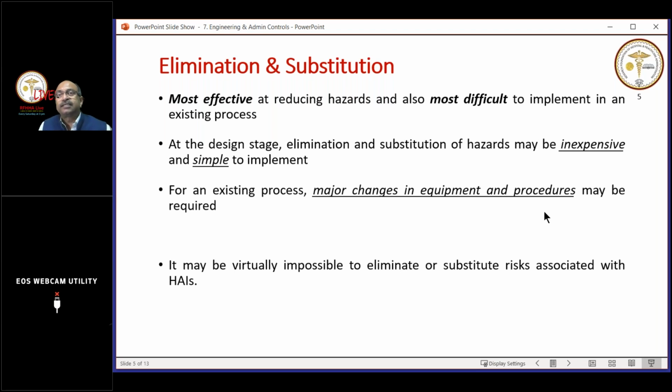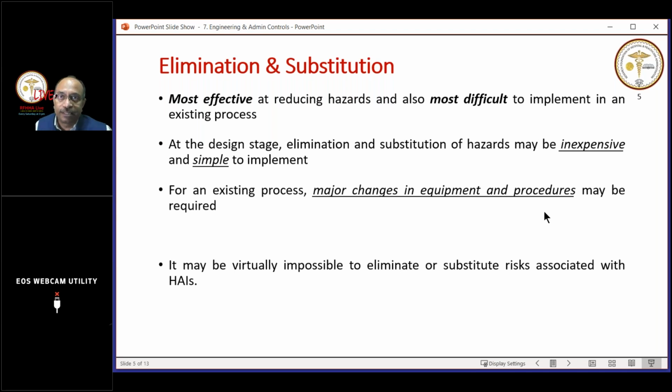At the design stage, elimination and substitution of hazard may be inexpensive and simple to implement. For example, when the air conditioning systems are being made, when you have the HVAC in the OT, if you have separate AHUs installed for each operation theatre, then there will be no mixing of air, and therefore the hazard of infection traveling from one room to the other will be limited. Now, the cost of installing an AHU in the design stage or in the building stage may be minuscule compared to the hazards it will pose in the long term for the patients as well as for the staff.